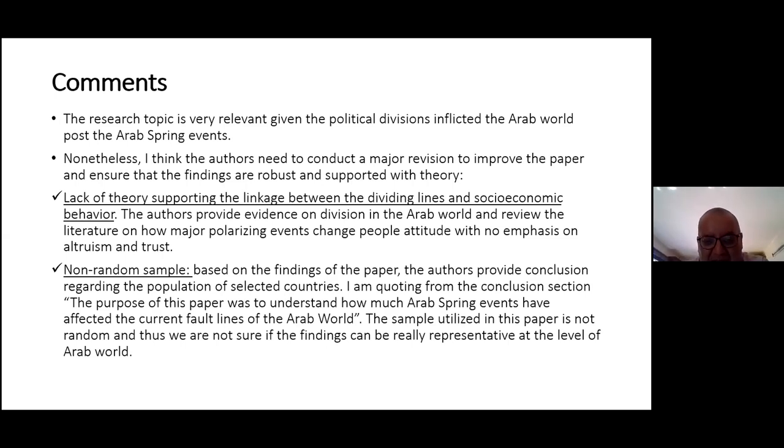The authors provided a good story about the division in the Arab world post the Arab Spring. They also discussed some literature on how major polarizing events change people's attitudes. But there was no reference or theory supporting the linkages between the dividing lines and altruism and trust. And I thought this is very important to discuss. This is as far as the theory is concerned.